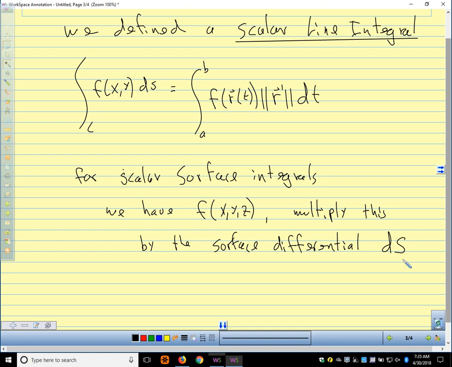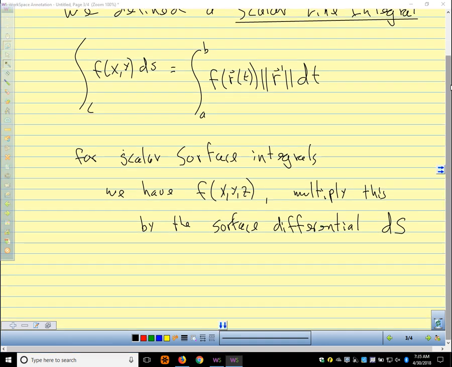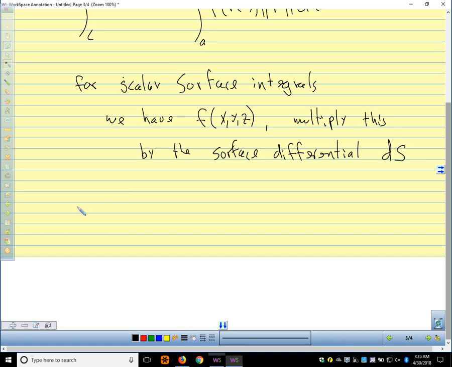So if we think of this as a mass per unit area, we multiply that by the little area, we sum over the surface above some region in the xy plane or the uv plane, and we get the total mass of whatever the material is that's making up the surface. If it's a charge per unit area, we'd get the total charge on this surface above a particular region. So that's our idea here. And we're going to define it exactly the same way. So our scalar surface integral.